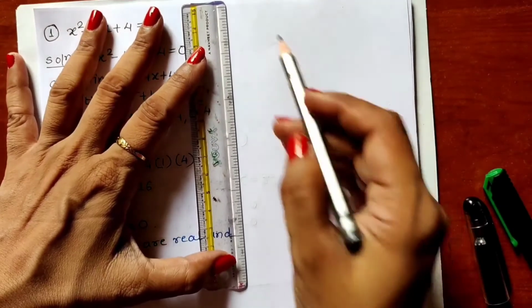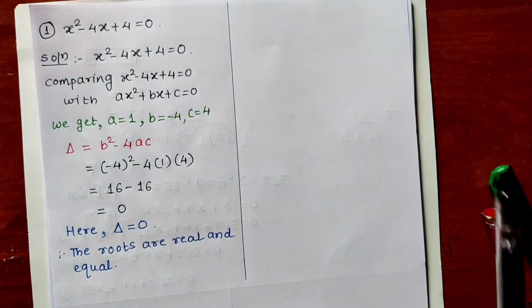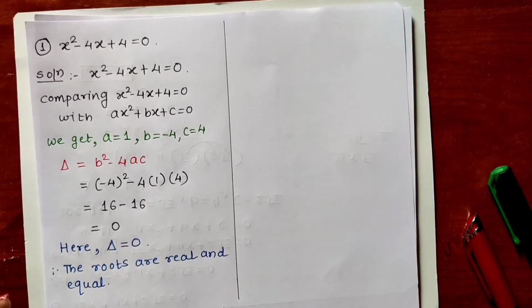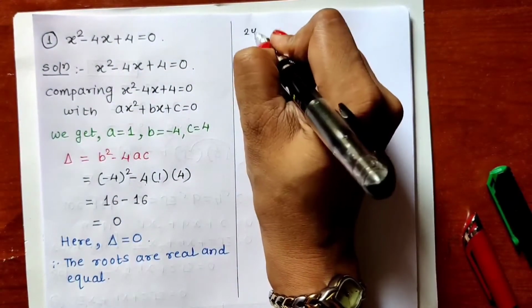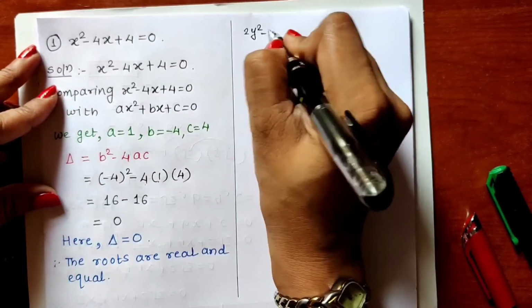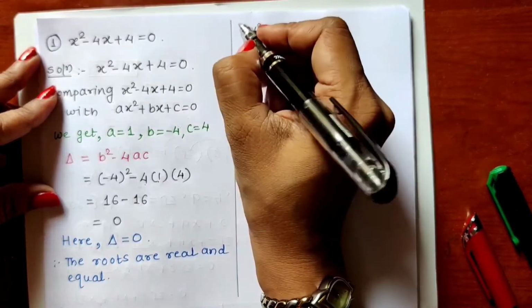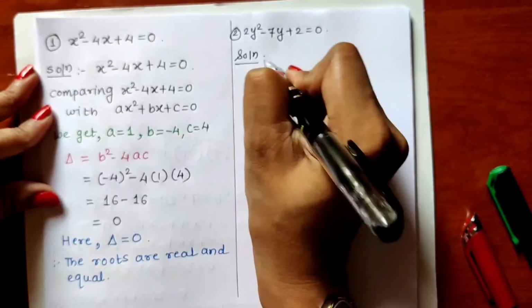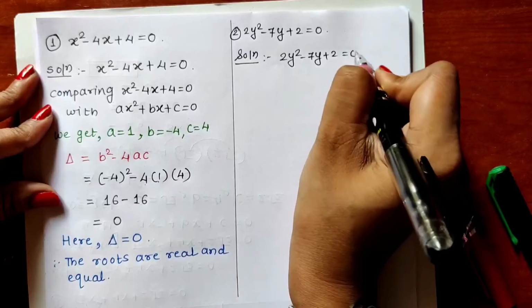Okay, so in this way we can determine the nature of the roots of the given equation. Now let us solve the second sum. Second sum is 2y square minus 7y plus 2 is equal to 0. So I will write here 2y square minus 7y plus 2 equal to 0. This is second sum. In solution, write the sum once again. 2y square minus 7y plus 2 is equal to 0.